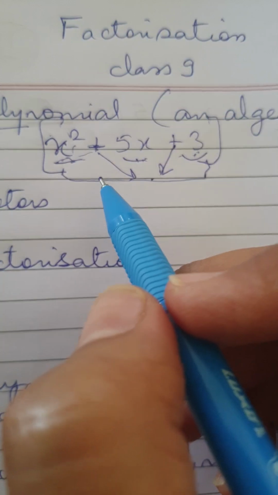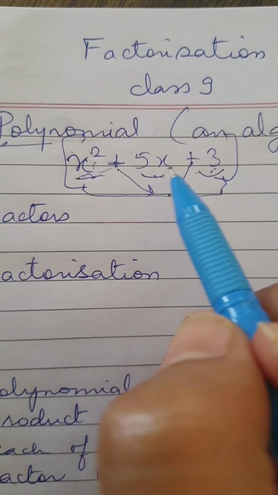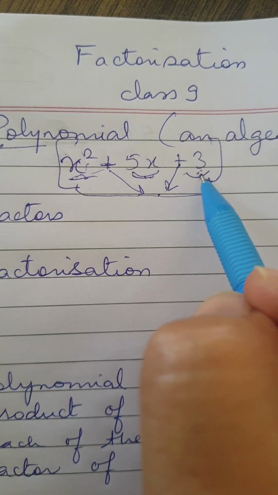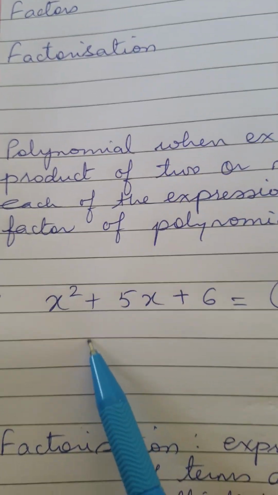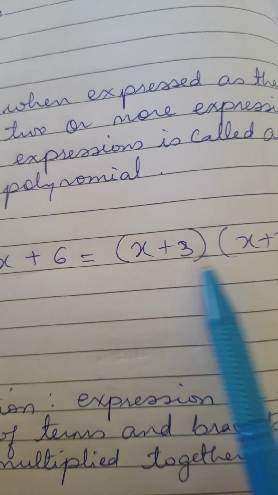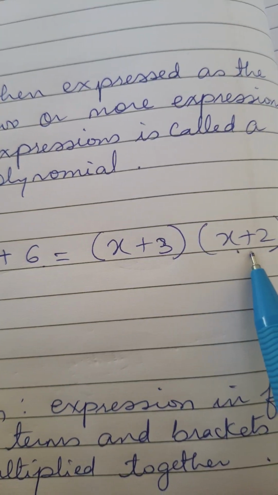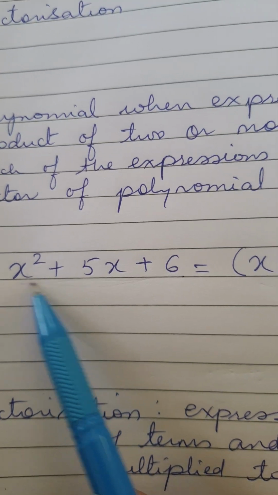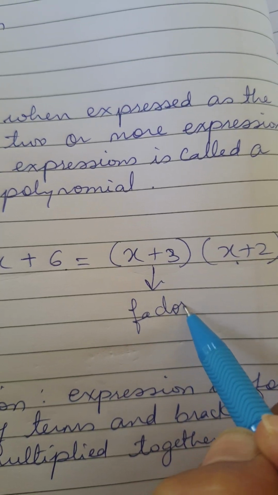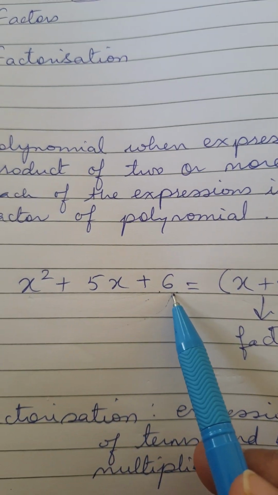Okay. So when a polynomial is expressed as the product of two or more expressions, each of these expressions is called a factor of the polynomial. Like, if we take this equation and factorize, we will get these two terms. Or inversely we can say, if we multiply x plus 3 with x plus 2, we will get this expression. Okay. So each of these brackets is known as a factor of this polynomial or this algebraic expression.